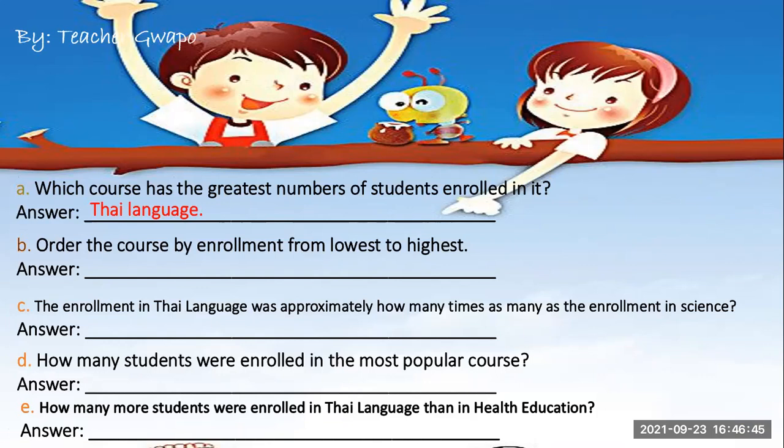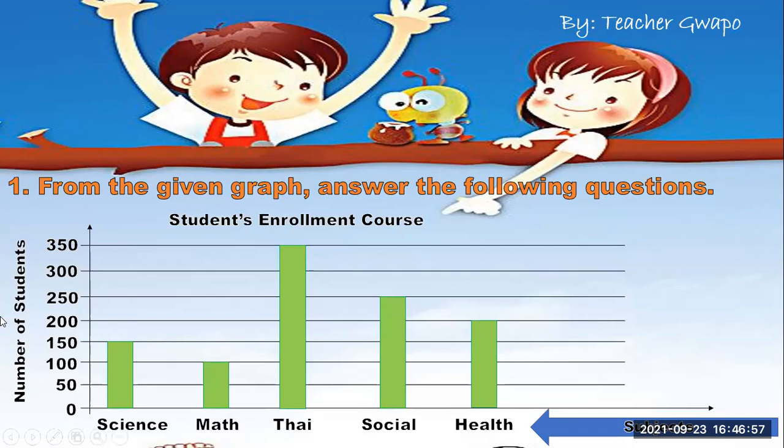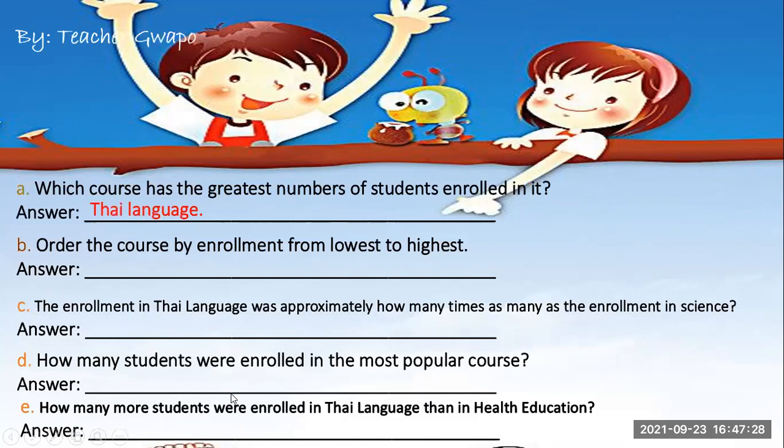Now, letter B. In letter B, you have to order the courses by enrollment from lowest to greatest. Again, from lowest to greatest. As you can see here, what is the lowest number of students enrolled in a course? Is it science? Science has 150 students. In math, 100. In Thai language, 350. Social studies, 250. Health, 200. Now the smallest number of students enrolled is in the mathematics course. So we need to start from mathematics, followed by science, and then health education, and then social studies, and then Thai language.